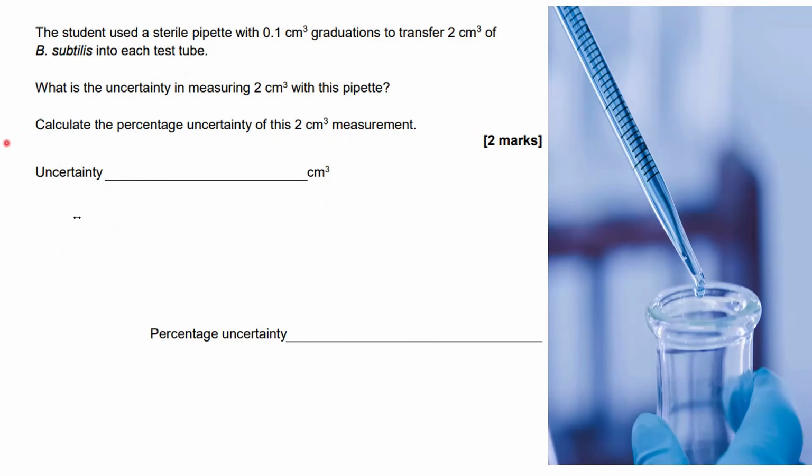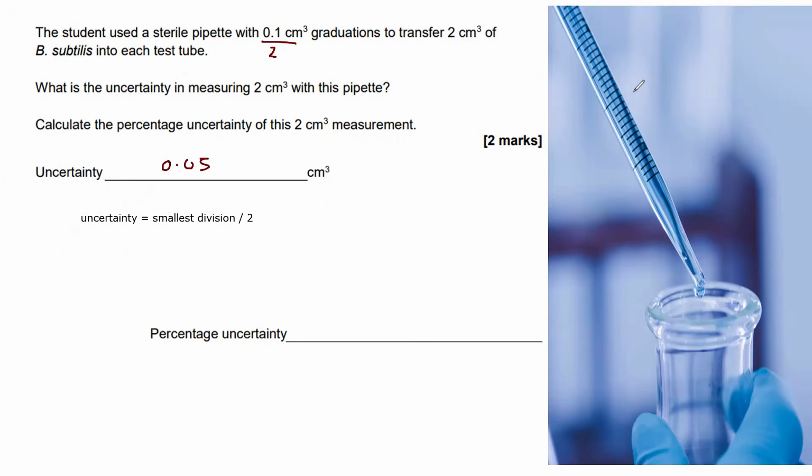Well, you need to know this equation off by heart. There is an uncertainty equation, and the uncertainty equation is smallest division. So the smallest measurement on your scale, which in this case is 0.1, and you divide it by 2, and that will give you the uncertainty. So dead easy. We go 0.1 divided by 2, and that gives us 0.05.